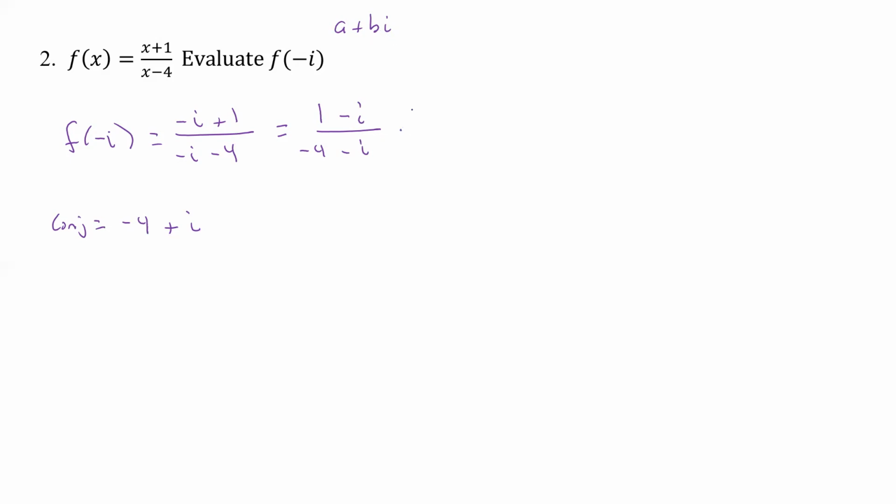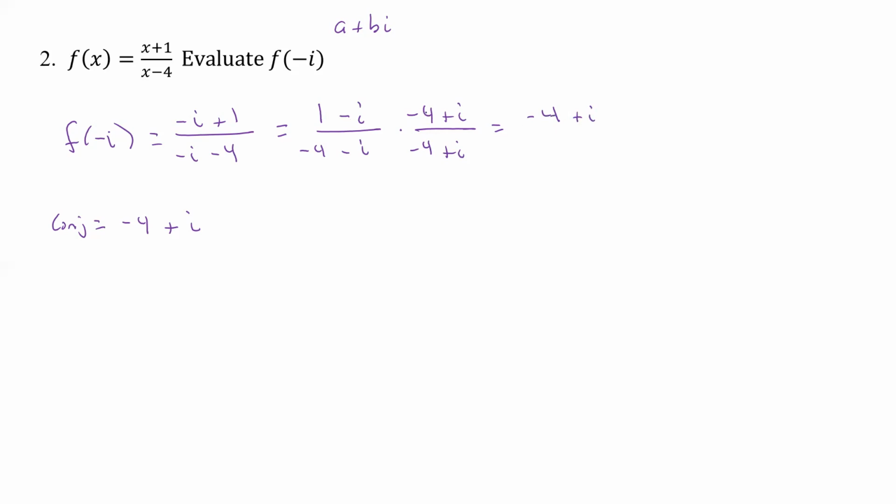So now we're going to multiply by (negative 4 plus i) over (negative 4 plus i). Multiply the numerator and denominator by the conjugate. Now we take 1 times negative 4, we get negative 4. 1 times i, we get i.